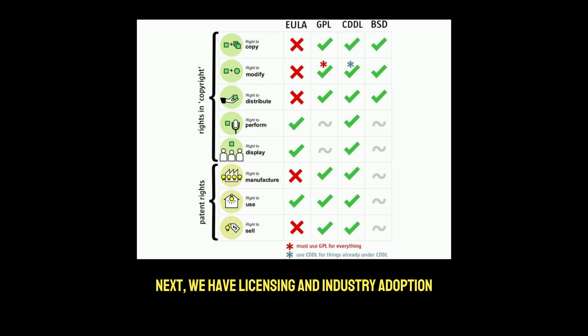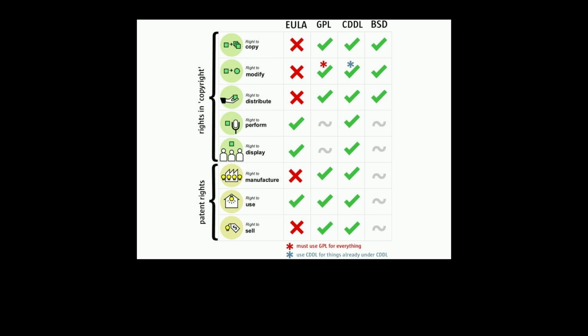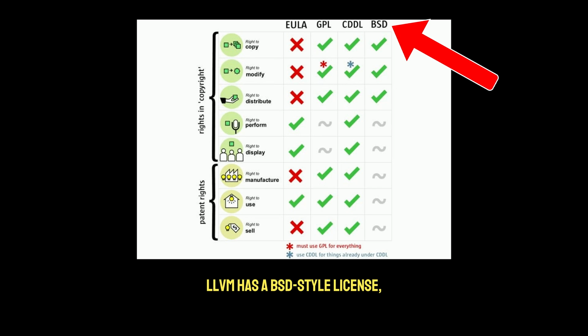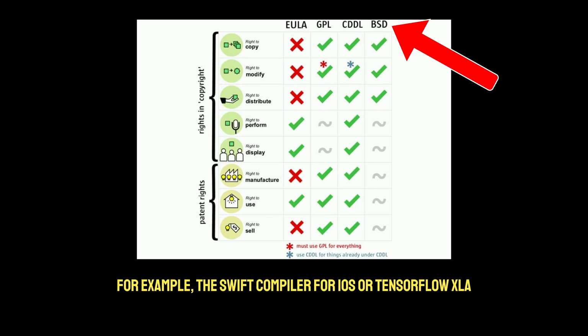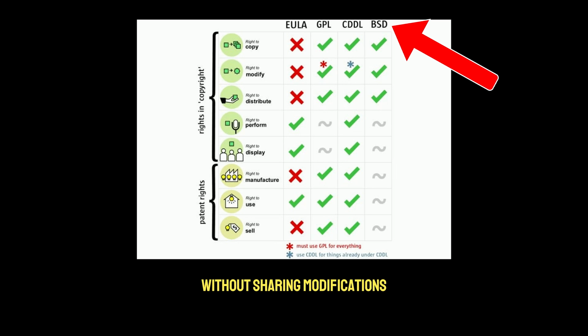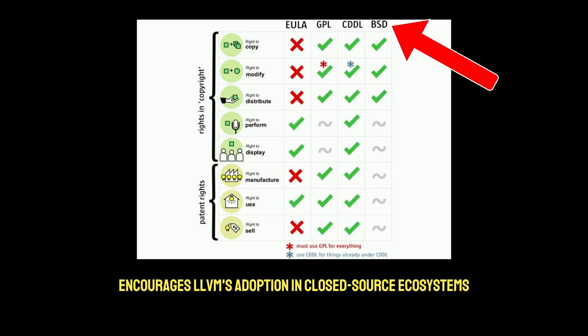Next, we have licensing and industry adoption. So the choice of the compiler can be influenced by how its license aligns with the project's goals. LLVM has a BSD style license, which allows unrestricted use, modification, and distribution, even in proprietary software. And this matters a lot because companies like Apple and Google can use LLVM to build proprietary features. For example, the Swift compiler for iOS or TensorFlow XLA without sharing modifications. So this permissive license encourages LLVM's adoption in closed source ecosystems where innovation without public disclosure is a very high priority.